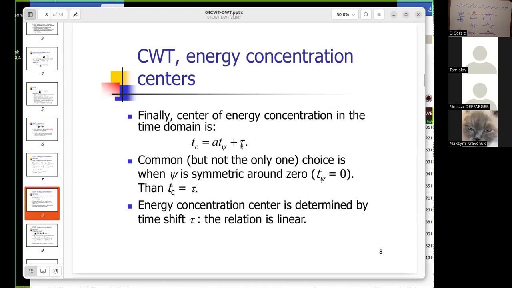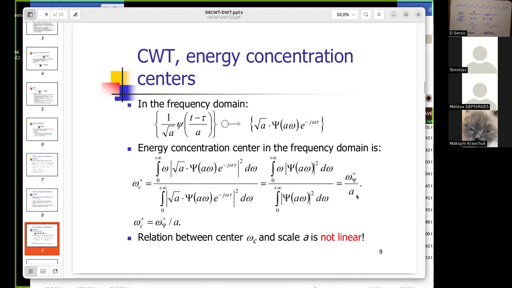Here is the result. Of course it is linearly proportional to tau, as it was in the short time Fourier transform case, but it also depends on scale, especially if it's not symmetric. If it's symmetric around zero, then we have the same equation as before, at least if we are talking about time shift. Let's go to the scale or frequency shift.